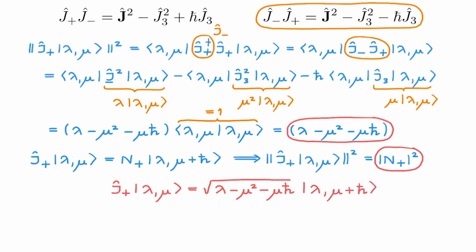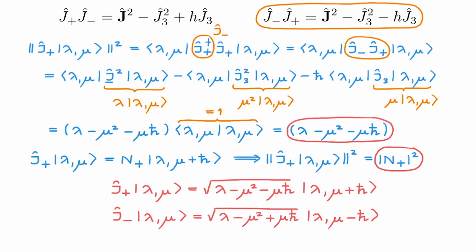We can of course repeat the same exercise with j minus, and this is the corresponding result. Again, no need to remember any of this, but it will come in handy in our study of angular momentum in quantum mechanics.